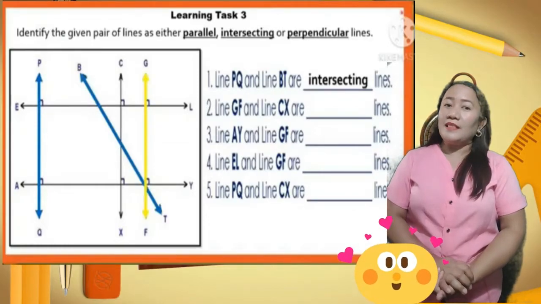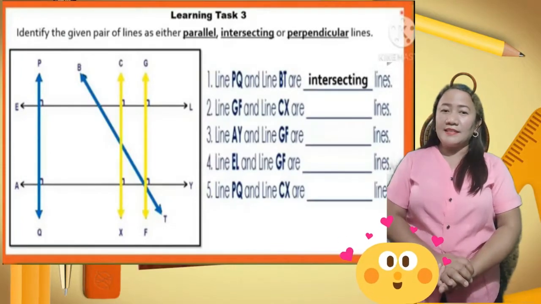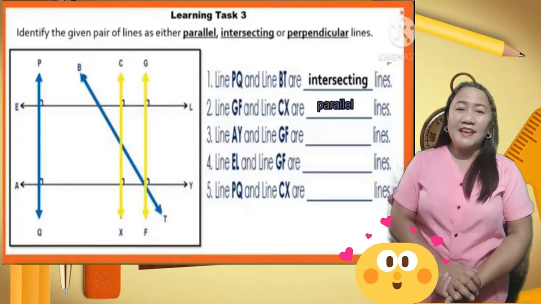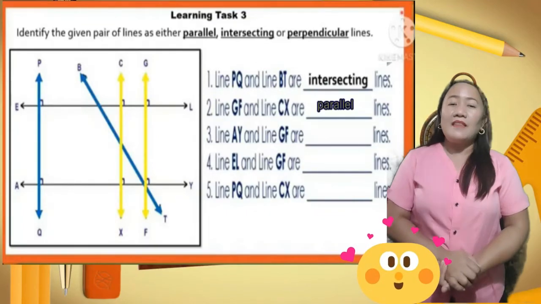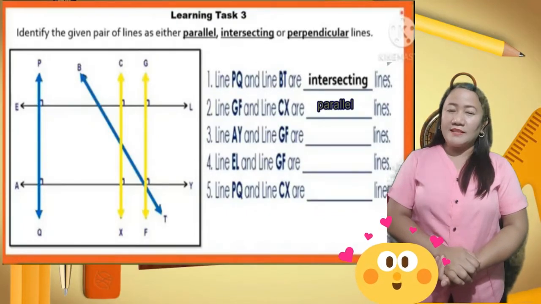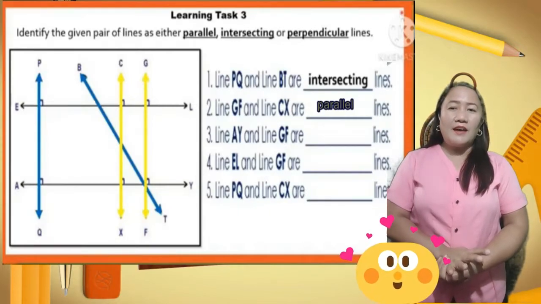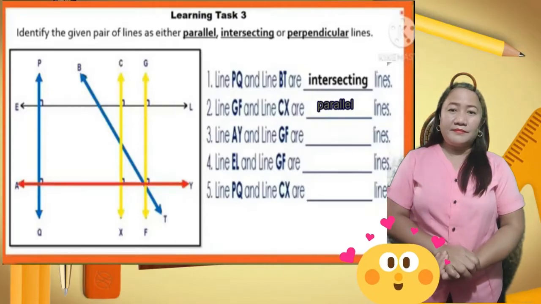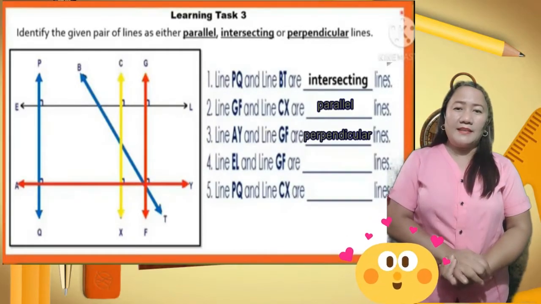Number 2, line GF and line CX are blank lines. If your answer is parallel lines, then you again are correct because they never meet at any point. Number 3, line AY and line GF are blank lines. AY and GF are what we call perpendicular lines.